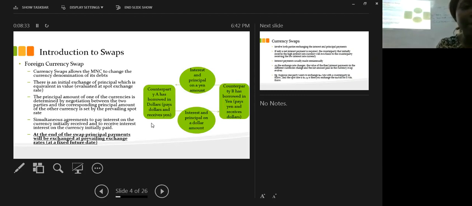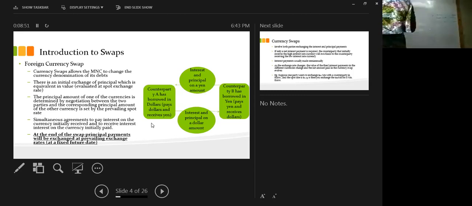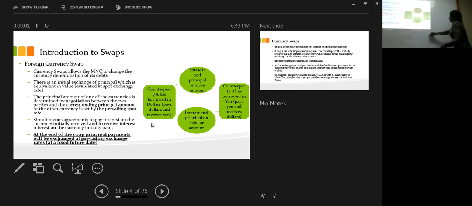Foreign currency swaps allow the MNC to change the currency denomination of its debt. There is an initial exchange of principal. So this is the difference with currency swaps; it's not a notional exchange of principal. You will see it in a second. You have two parties in a currency swap, party A and party B. Party A can borrow in dollars and party B can borrow in euro, for whatever reason.